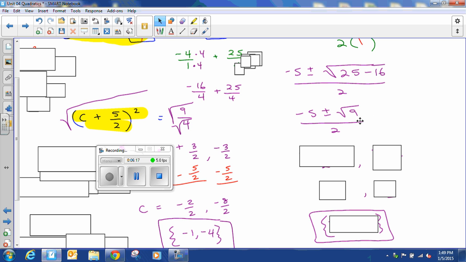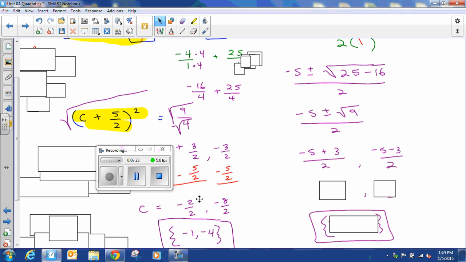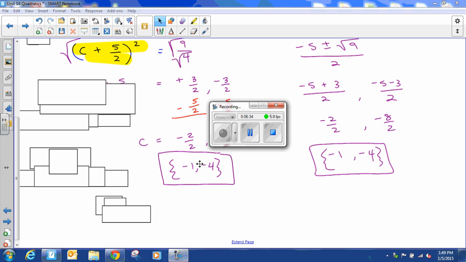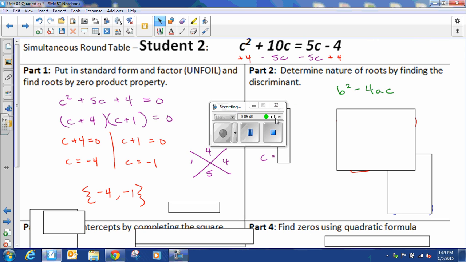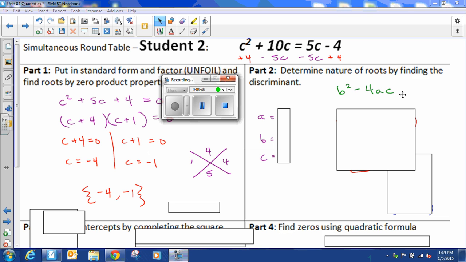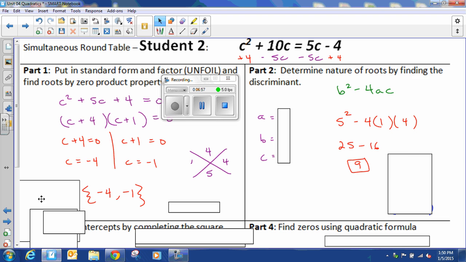Negative 5 plus or minus radical 9 over 2 really becomes negative 5 plus 3 over 2, negative 5 minus 3 over 2. Keep cleaning it up, simplifying. We have negative 2 over 2, negative 8 over 2, which gives me negative 1 and negative 4, which again is consistent with our other methods. Okay, last step, which actually was part 2, I want you to determine the nature of the roots by using the discriminant. Well, the discriminant, like we said before, is b squared minus 4ac. That's the part under the radical in the quadratic formula. Once we plug these in, we end up with 9.